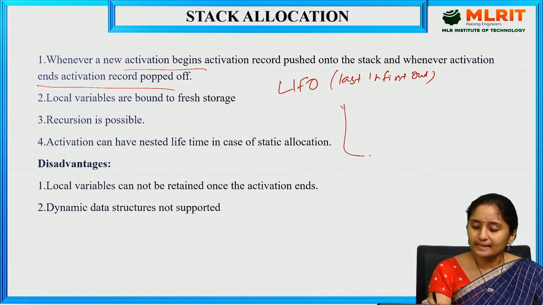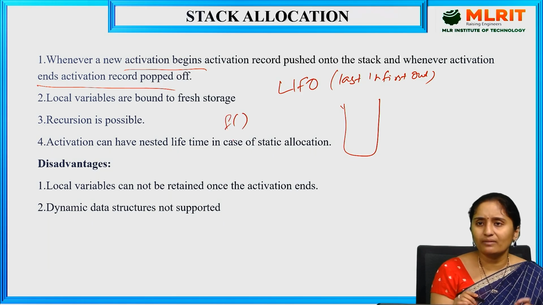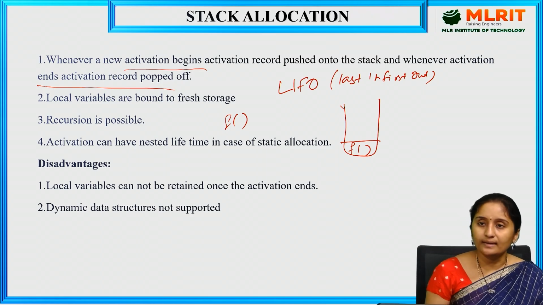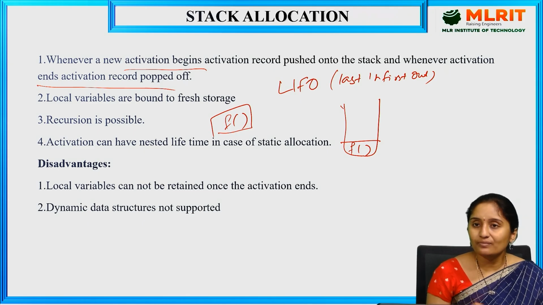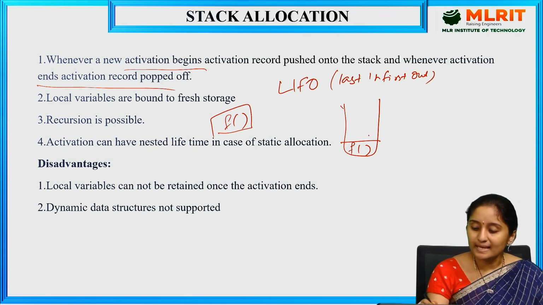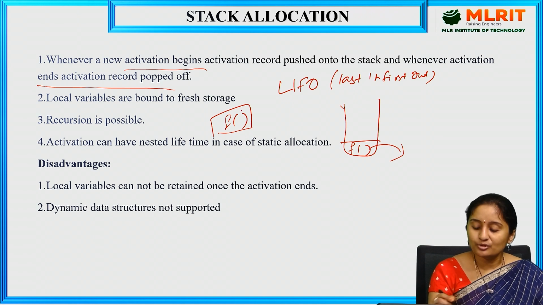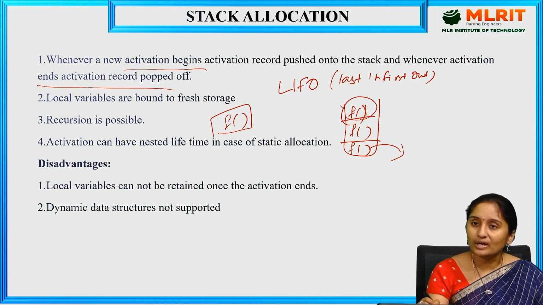A stack is like a container. Whenever a function call is done, one activation record is created. For every procedure or function, an activation record will be created. When the execution is completed, it will be popped off. Whenever procedures are called, they are stored in the stack, and whenever the activation ends, meaning the function execution is completed, it is popped off.